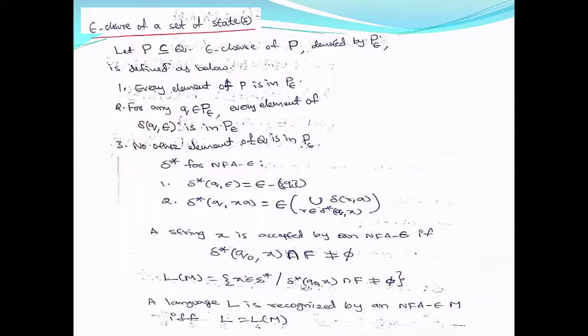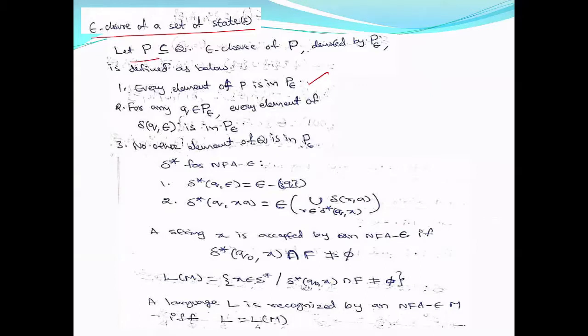So that is the general description, and this is the formal way of defining your epsilon closure. Every element of P is in PE. Now I am going to take a set of states. For a set of states, take individual states, calculate the epsilon closure, and make the union. Then you will get the epsilon closure for a set of states.